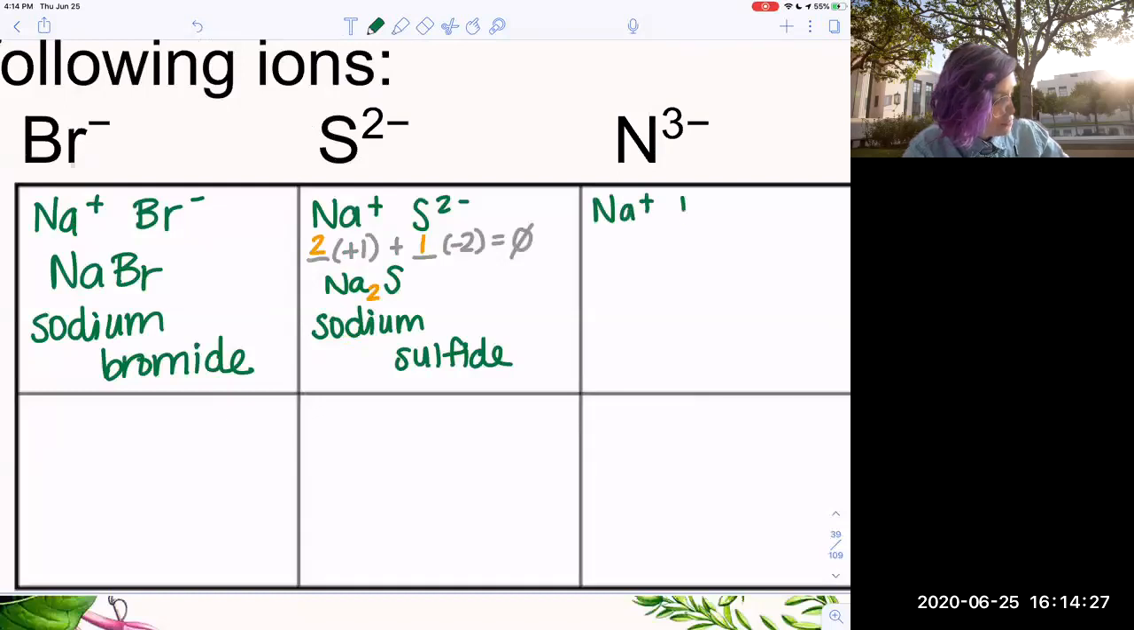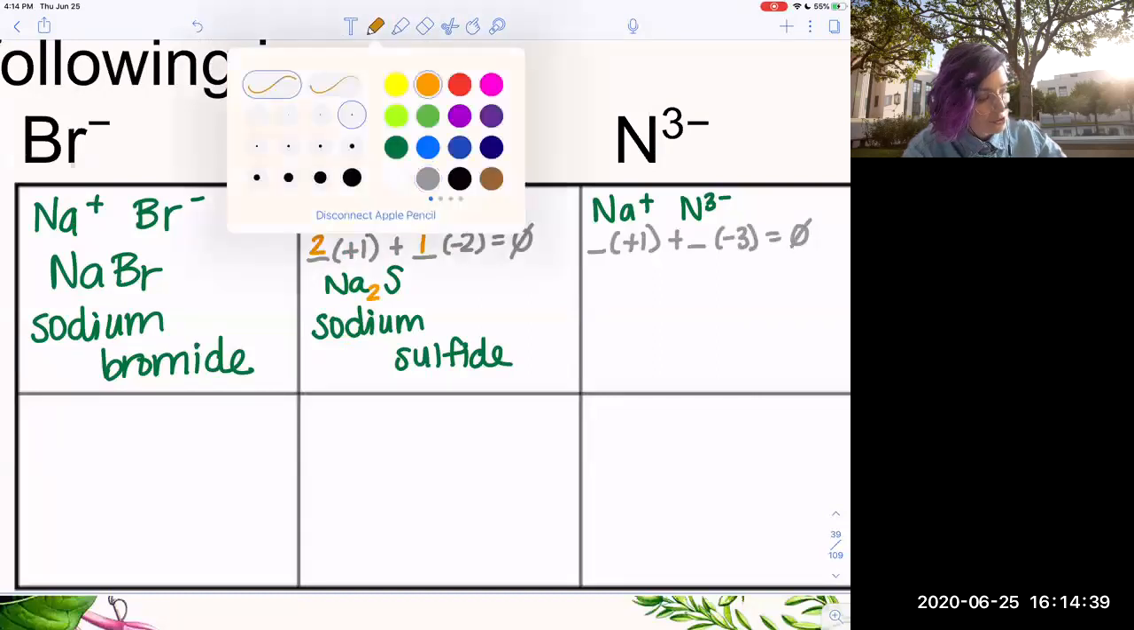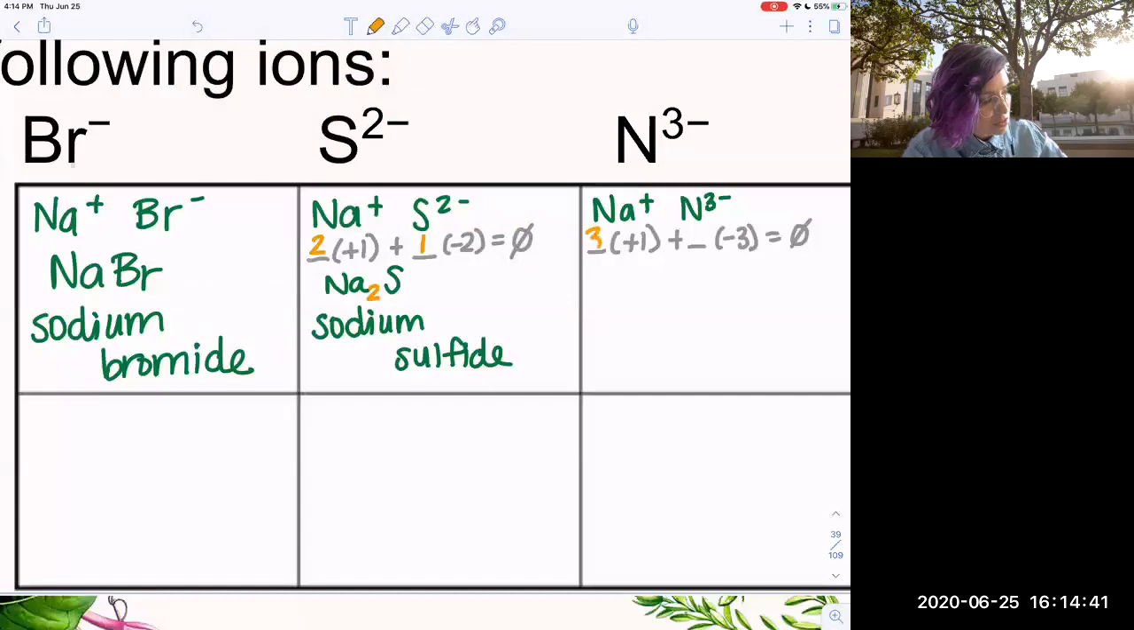So sodium and then this nitrogen ion. Same thing, I'll do a little bit of the math for you. How many plus 1s plus how many minus 3s? And again, if you want to do the crisscross, go for it. Just remember that if you crisscross, you also have to reduce. So I need 3 positive 1s to balance out 1 negative 3. So that means that I need 3 sodiums. And I will call this sodium nitride, because nitrogen will turn into nitride.